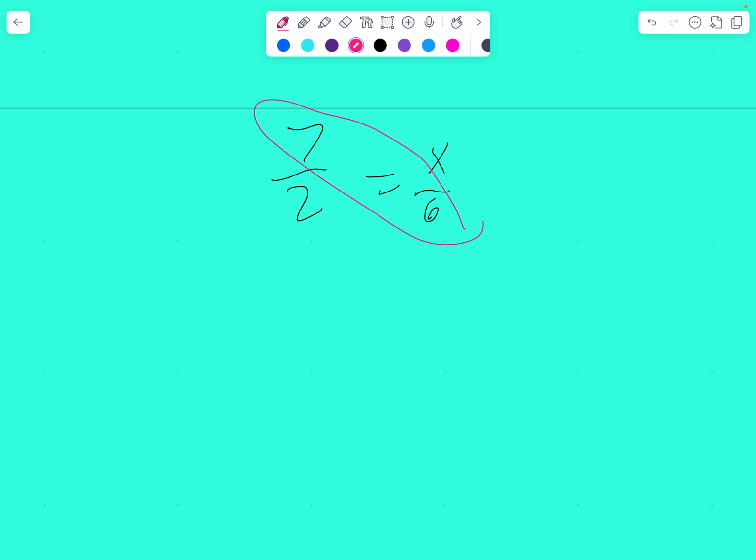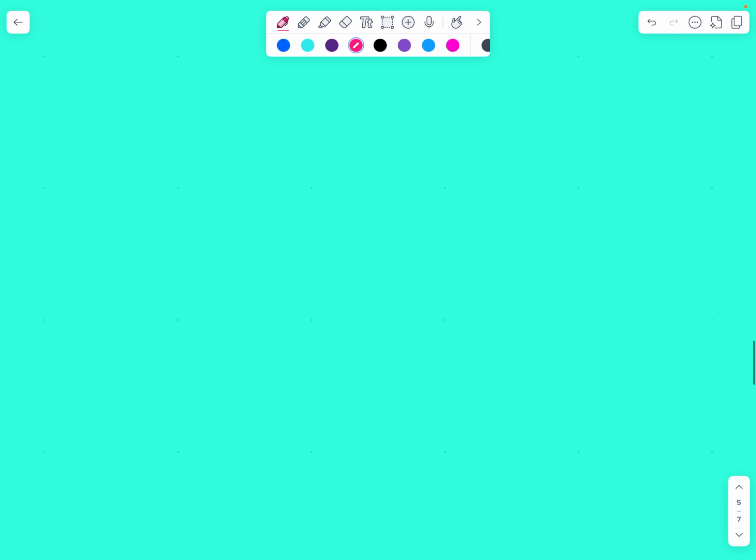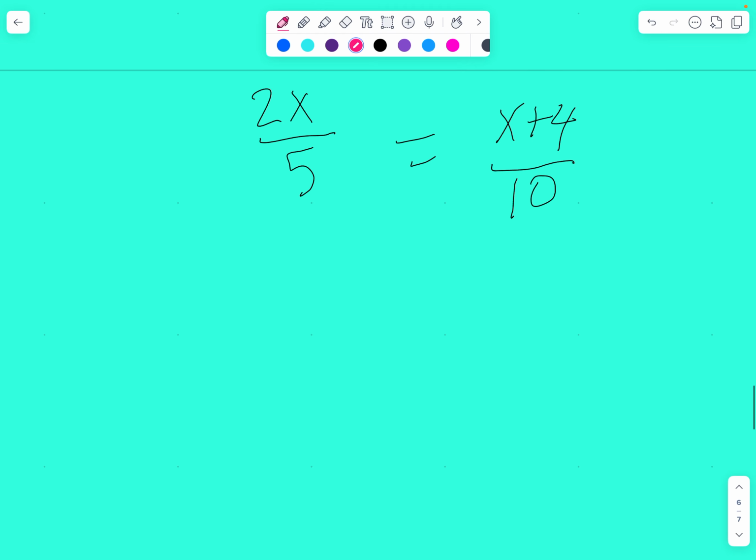What's 7 times 6, guys? 42. What's 2 times x? 2x. I'm going to divide both sides by 2. I got x is equal to 21. I think you guys are getting it. Okay, let's try this one.